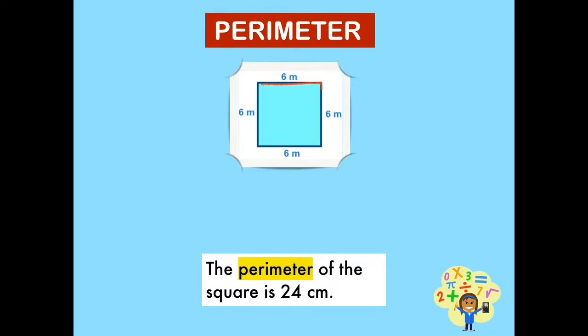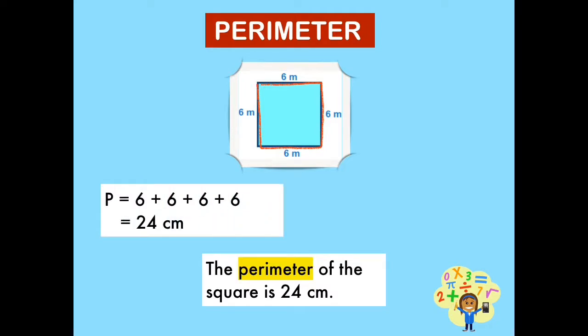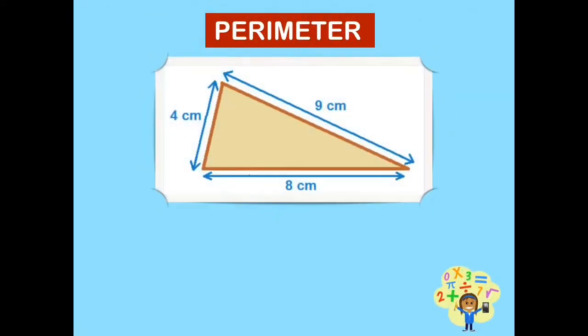A square is a figure with 4 equal sides. The perimeter can be found by adding all 4 sides together. We can also multiply one side of its length by 4. So 6 times 4 is equal to 24 centimeters. How about the given figure? Try to get the perimeter of the given shape. Correct. The perimeter of the given figure is 21 centimeters.